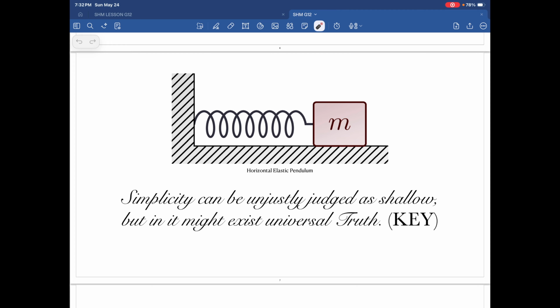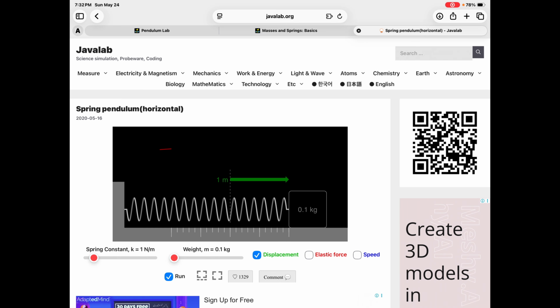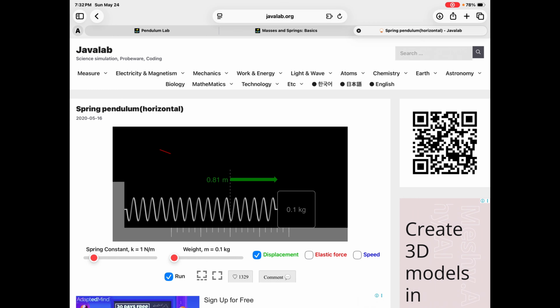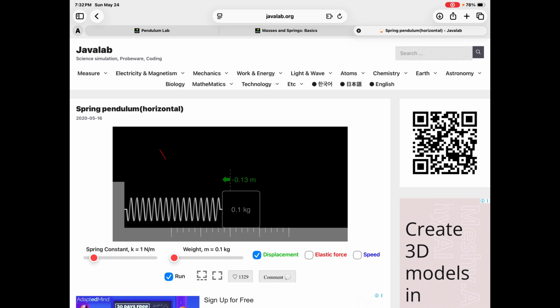Let's go to a simulation, and I simply want to show you what a horizontal elastic pendulum is. I push it to a certain amplitude and I leave it, and it will go forever in and out to that certain amplitude that it was initially put at. 1 meter, minus 1 meter.